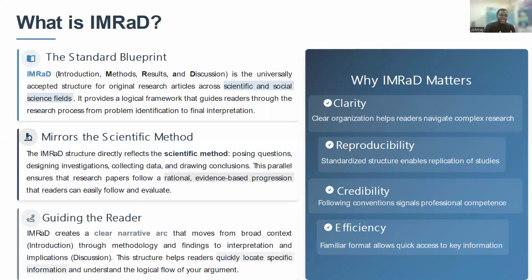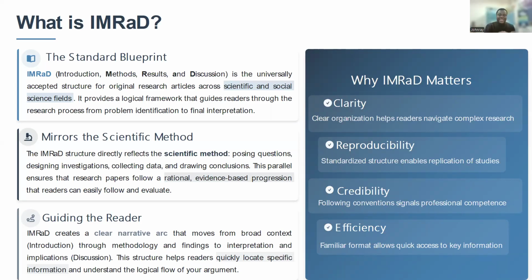It gives them that comfort to be able to read or have what you want to tell them. Yes, so it matters because it gives clarity. Anyone who picks your work can see what exactly you want to communicate if you follow this structure.